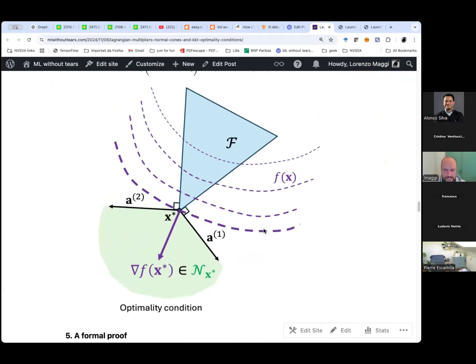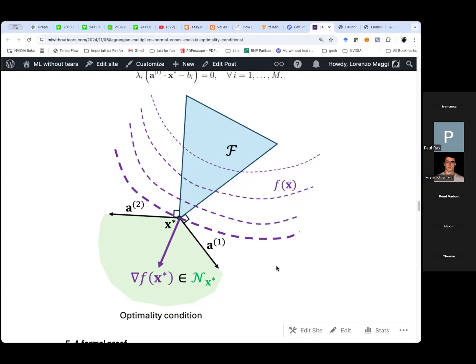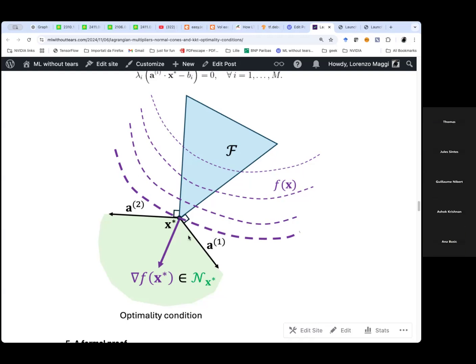Okay, let's get to this figure already. Sorry, just to be sure to understand, what you call cone is actually a polytope defined by those normal vectors. It is a cone, but it's a polytope actually. Yes, it is a polytope, and it's also a cone, spanned by these vectors.